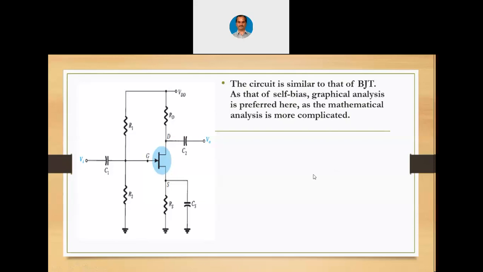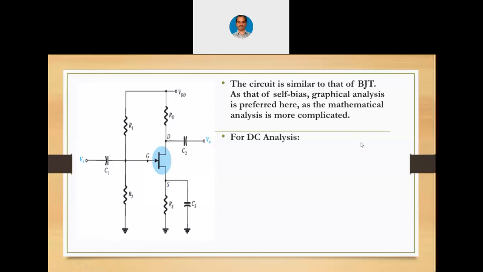The circuit is similar to that of BJT as that of self bias. Graphical analysis is preferred here, as the mathematical analysis is more complicated. The mathematical analysis in this circuitry is much more complicated than that of self bias. There we were getting a quadratic equation. Here we will get an equation which is more complicated than that previous equation. I will show you that equation.